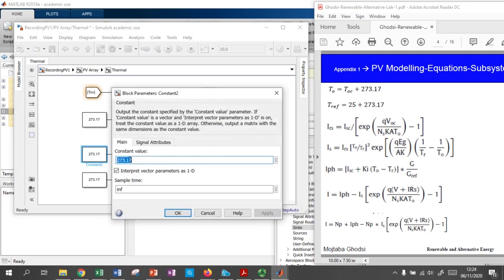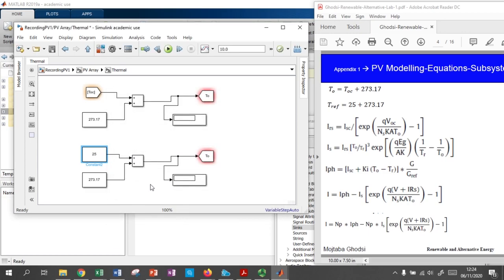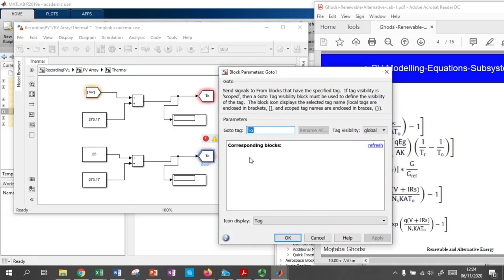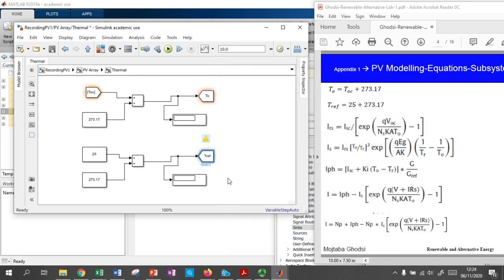Normally the room temperature is 25 degrees. I will add 25 degrees to this one, and then I will send it to this. Then it becomes equal to T reference, or T ref, and it's a global one. It's okay. Then I keep it, and this is the display that we can find here. Now you will find that there is some red shadow around this block that later will be removed when we assign some input to them. Don't worry about them and just move forward.